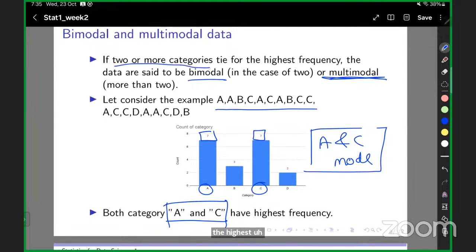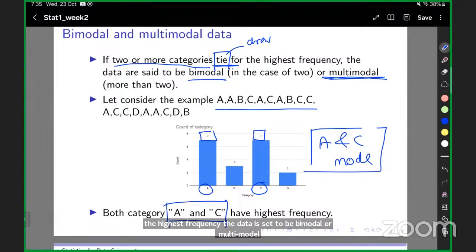So 2 or more categories tie. How many categories have a tie? A and C have a tie, right? Tie means draw. Yes, very good. So for the highest frequency, the data is said to be bimodal or multimodal. In the whole data, if only two are similar, those are called bimodal, only and only two. If more than two are, then it is multimodal.